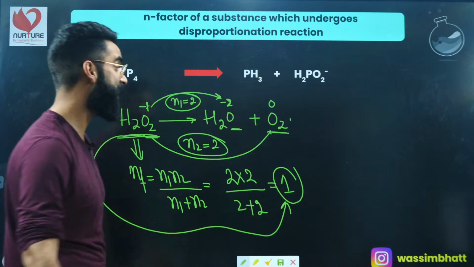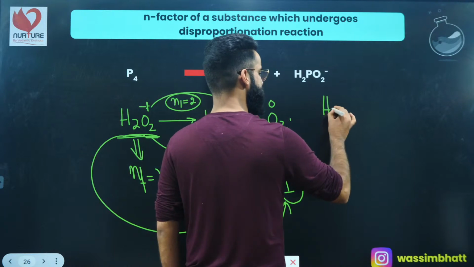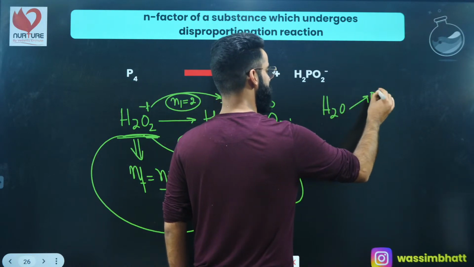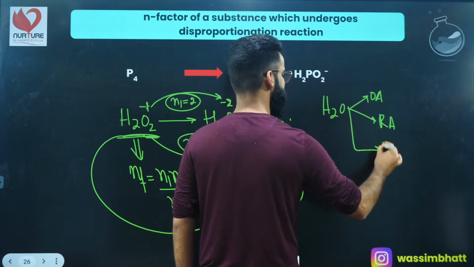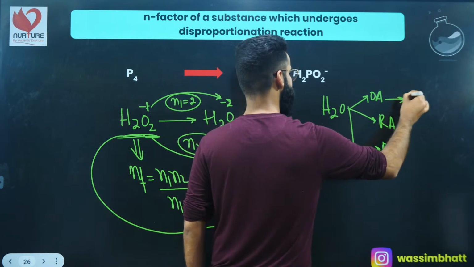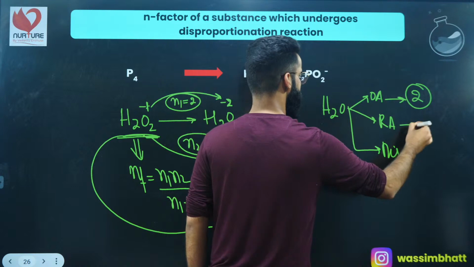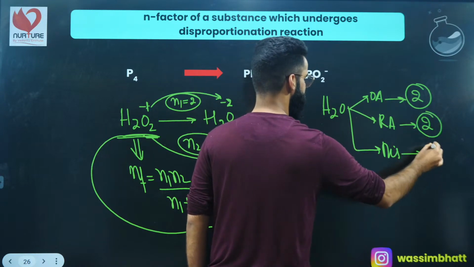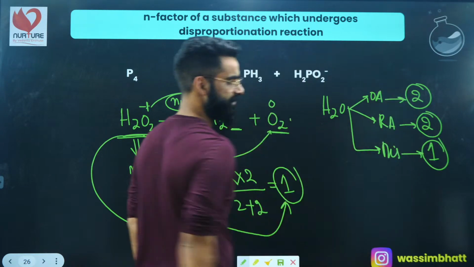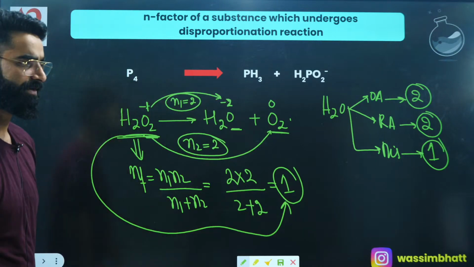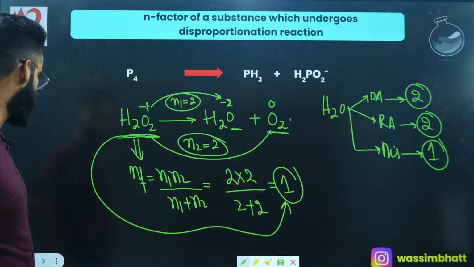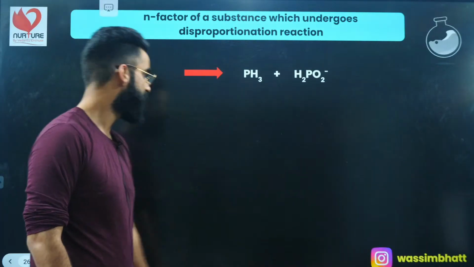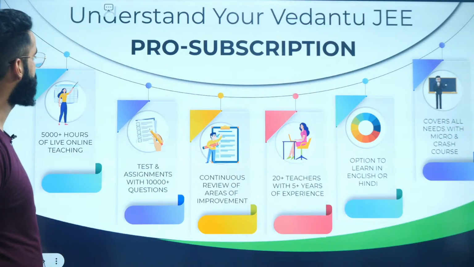As I told you a few minutes back, H2O2 is the substance which sometimes can act like the oxidizing agent, sometimes it can act as the reducing agent, and sometimes it can undergo disproportionation. If it acts as the oxidizing agent, its N factor is 2. If it acts as the reducing agent, N factor 2. If it undergoes disproportionation, its N factor is 1, right? Do remember this from now onwards. Correct, people? I'm sure every single thing is clear till here, right?